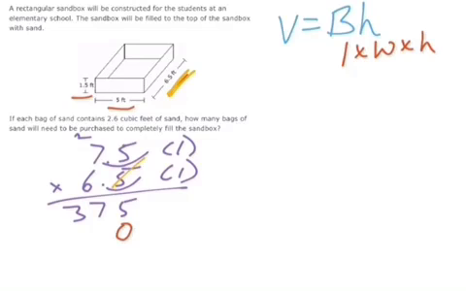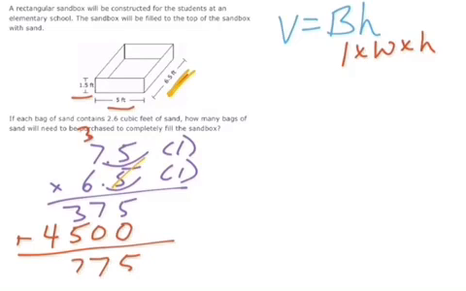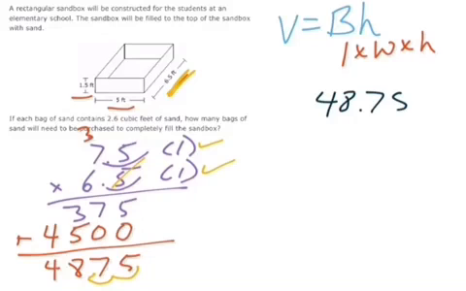Alright. Starting fresh with the 6. 6 times 5 is 30. 0. Carry the 3. 6 times 7 is 42, plus 3 is 45. So got this here. Need to add it up. Let's do 5, 7, 8, 4. We can't forget to bring my 2 decimal points back. So what I'm getting for the volume of this box is basically 48 and 75 hundredths. That's the volume of this box.